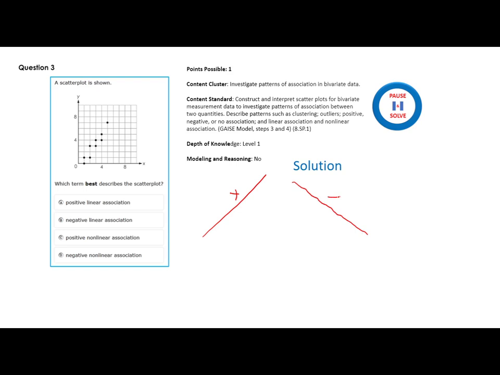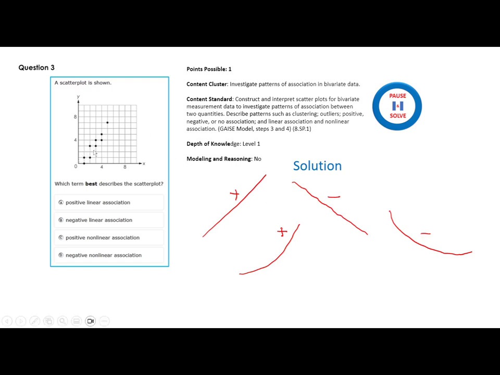Nonlinear means not a straight line. This one here is nonlinear, and when you look at it from left to right, it's going up, so that's positive. This one here is nonlinear, and from left to right, it's going down. That is negative. Now let's look at what we have here.